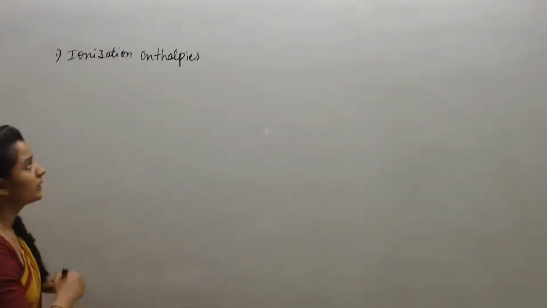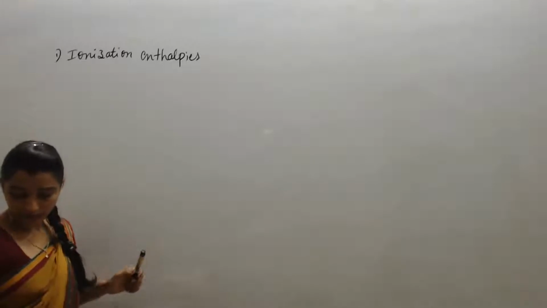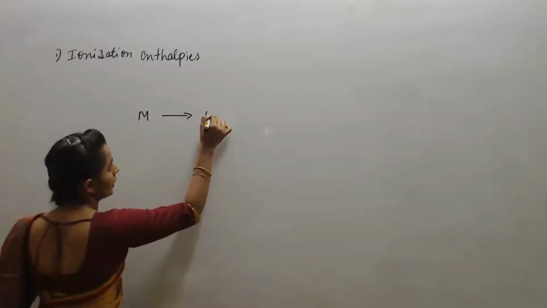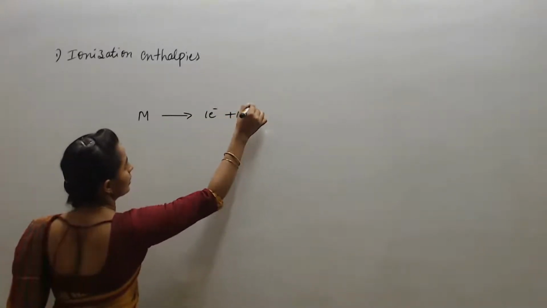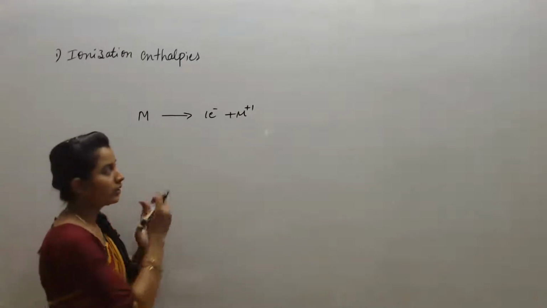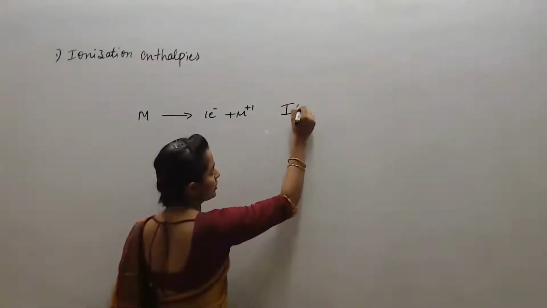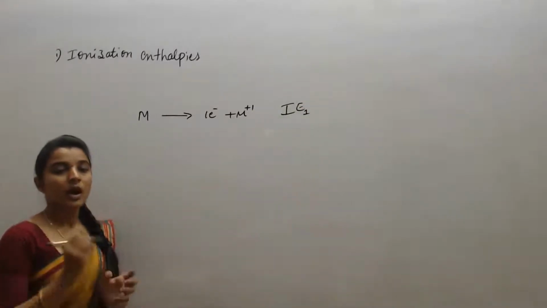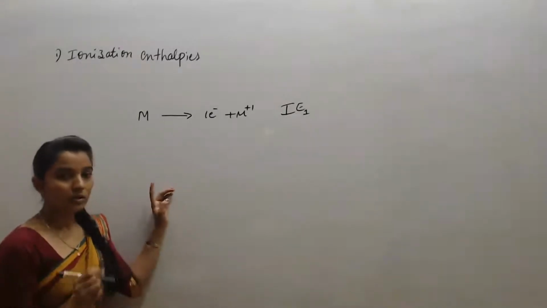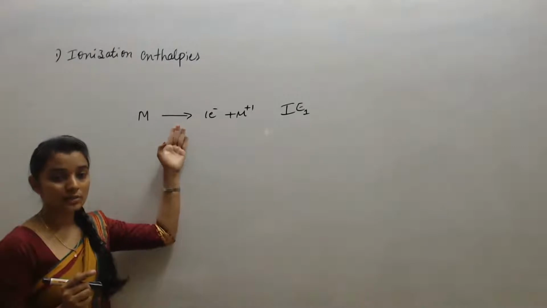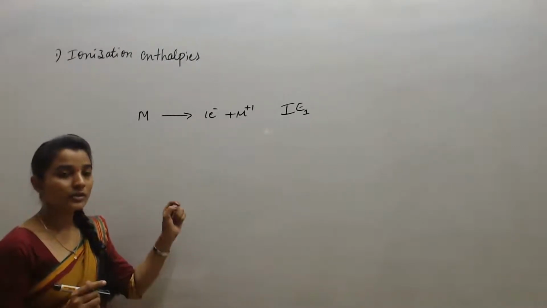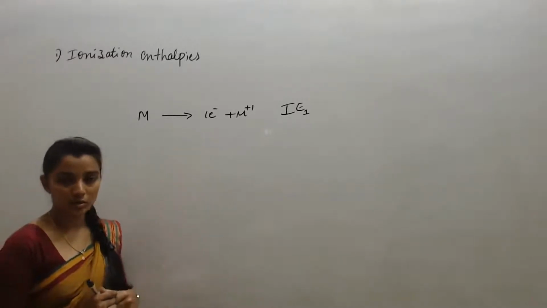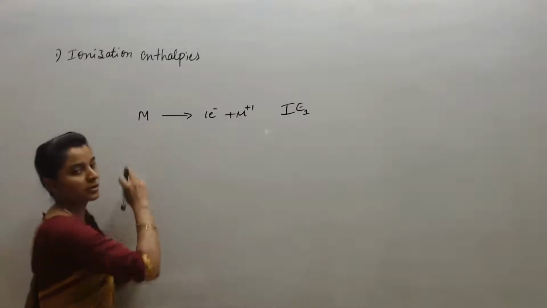So first, consider any one metal, for example. If it loses one electron and forms a positive ion, that is a unipositive ion. So this is called what? Ionization energy 1. What does ionization energy mean? The amount of energy required to remove an electron from its valence shell is called ionization energy. This is the gaseous isolated atom.